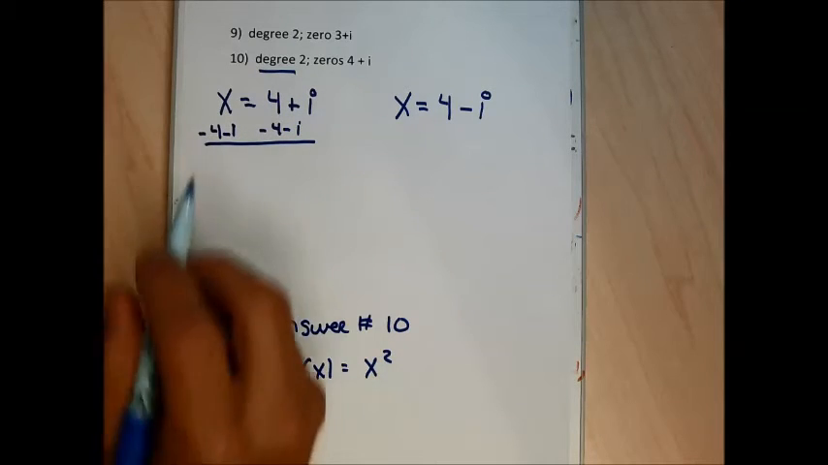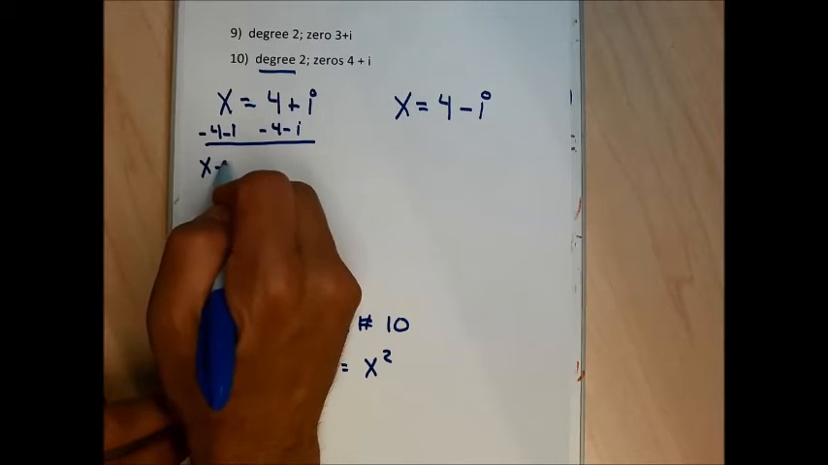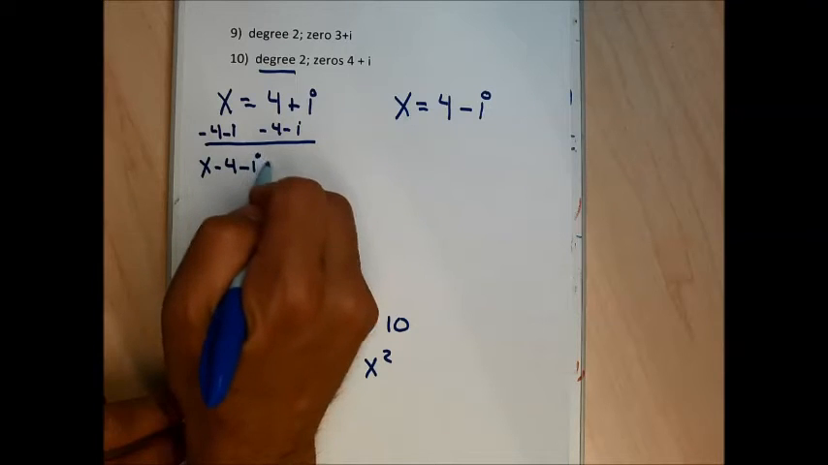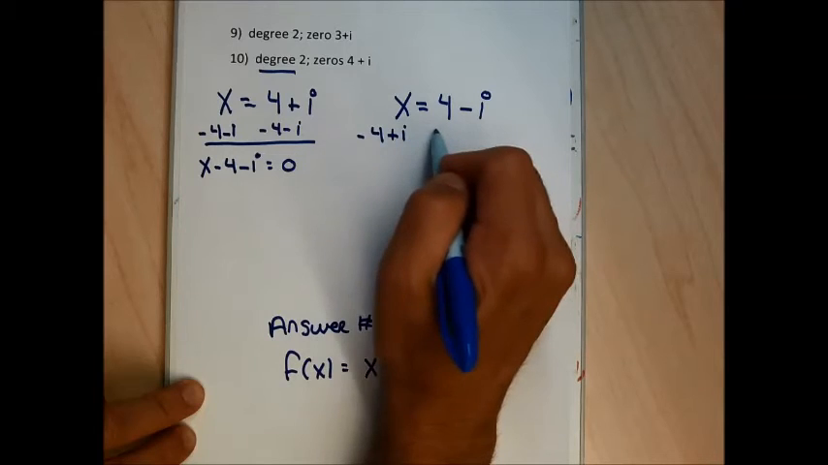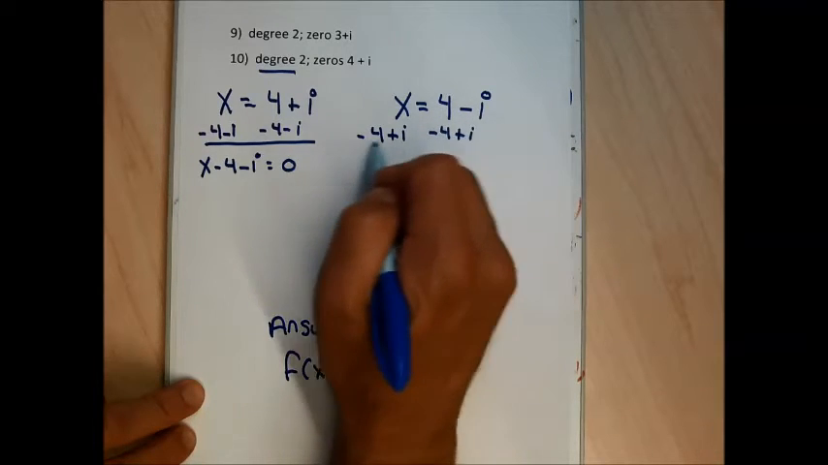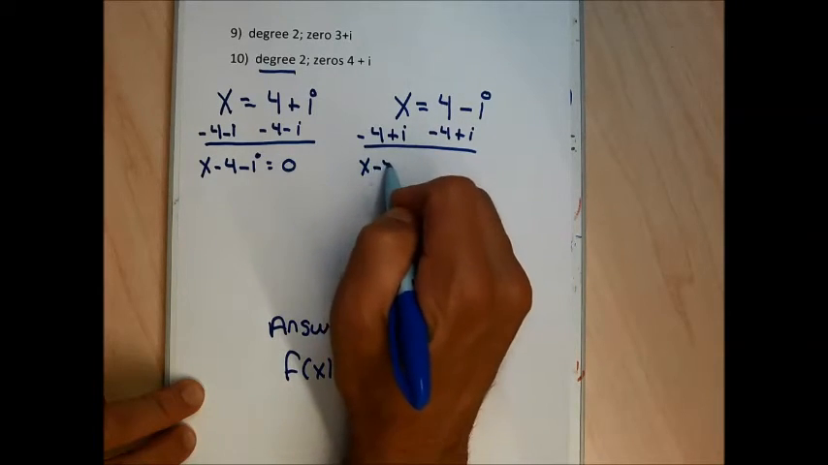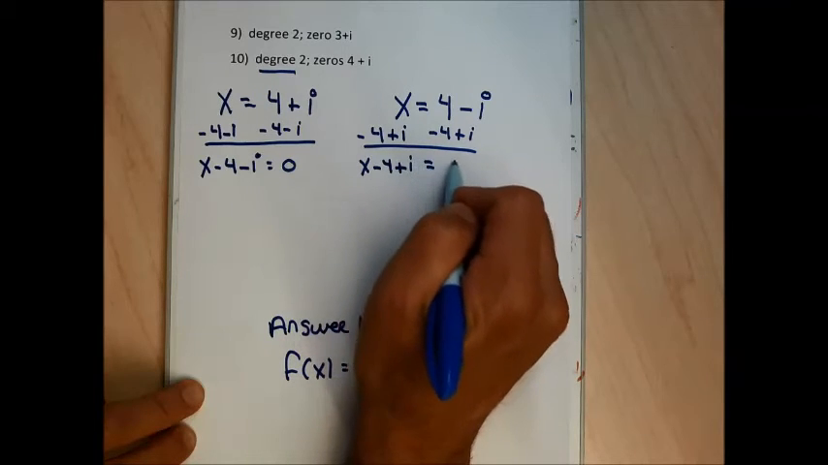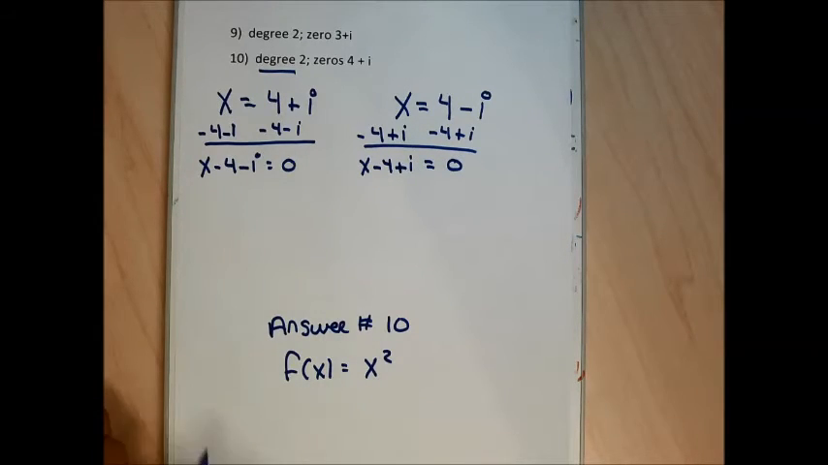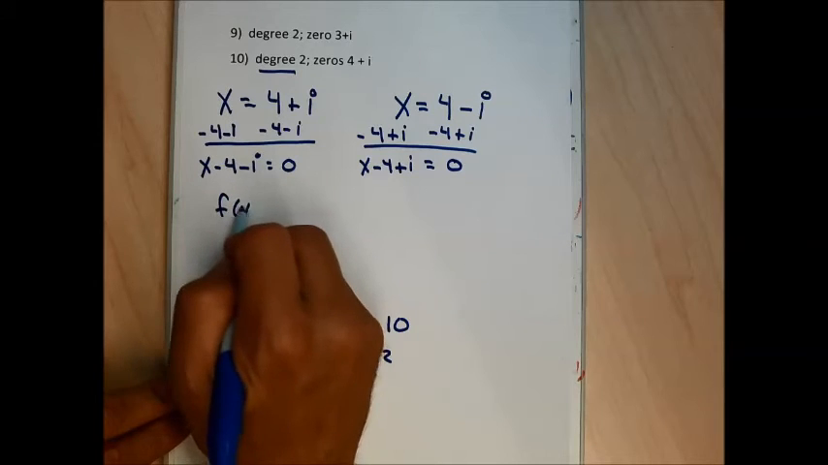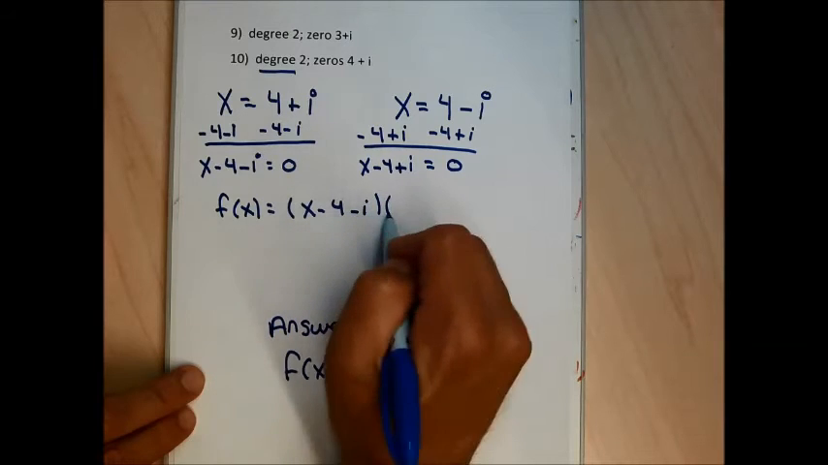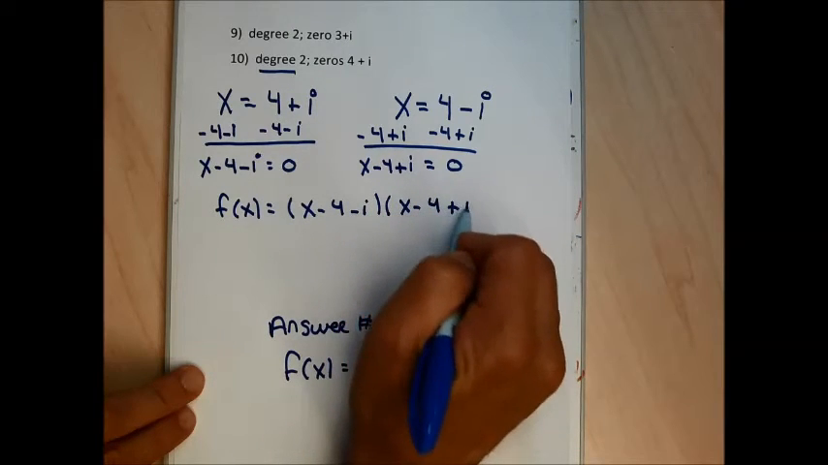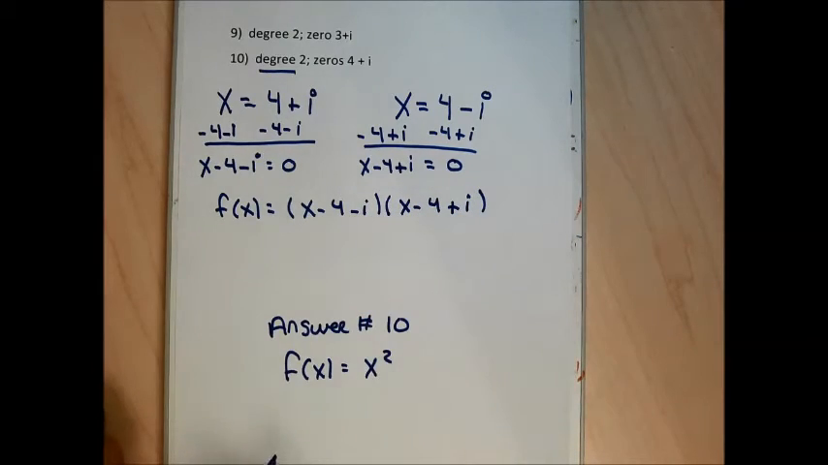I'm going to set each of the zeros equal to x. The first factor is going to be x minus 4 minus i. And the second factor, I set equal to 0 by subtracting 4 and adding i to both sides, is x minus 4 plus i. So my function is going to be the product of x minus 4 minus i times x minus 4 plus i. That's horrible multiplication. There's 9 multiplications that need to be done to do this.